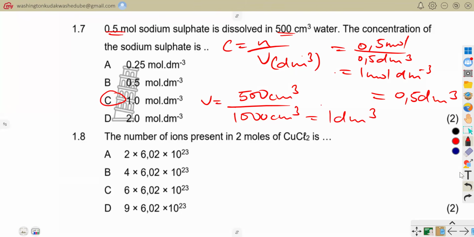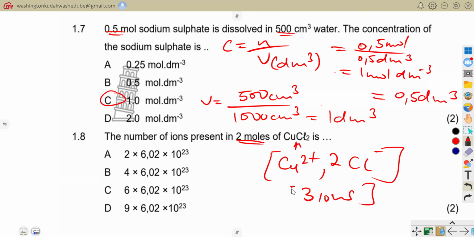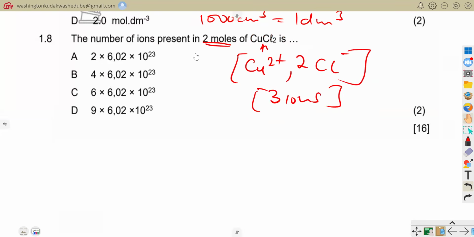Now 1.8, which is our final multiple choice question, says the number of ions present in 2 moles of copper chloride. You can see that here you would be having Cu2+ ions, and then Cl minus, but these Cl minus are 2. So in each compound, which is just one compound, you would be having 3 ions. And then what about in 2 moles? This is where we say that 1 mole represents how many ions.